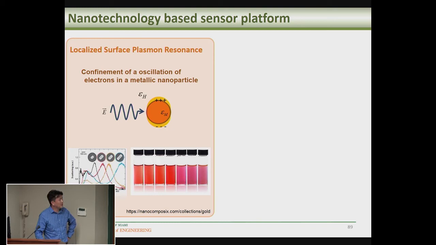Depending on their size, volume, shape, and also the surrounding medium, they change their colors, which means they absorb different light. So we use that kind of property because when the molecules attach on the surface, they change their color.